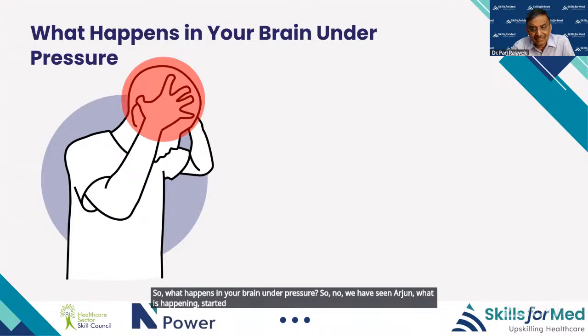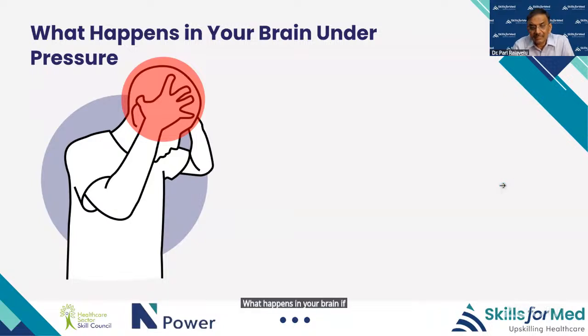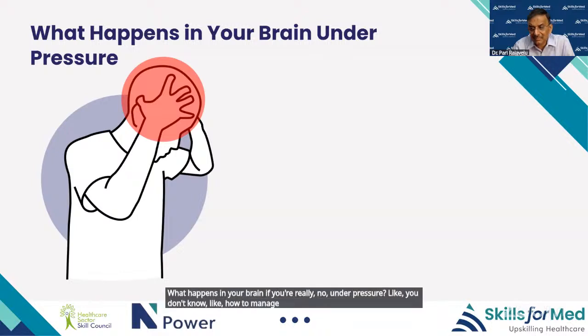Started with a mild day, and then in the middle of the shift, he has come across a lot of critical things to be done, and he is already overloaded with all of his work. What happens in your brain if you're really under pressure? You don't know how to manage the situation, and you get stressed.